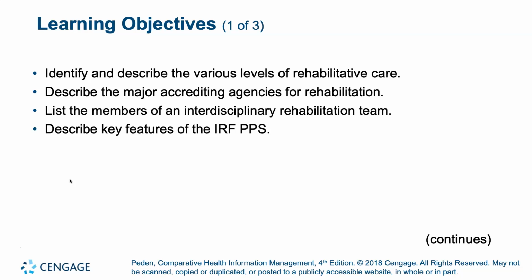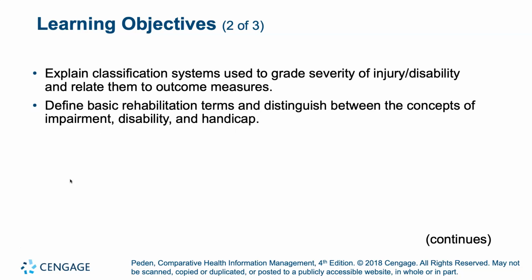So let's talk rehab. Our book says our learning objectives this week are to identify and describe the various levels of rehab care, the major accrediting agencies for rehab, members of an interdisciplinary rehab team, and the key features of IRF PPS. So that's the IRF Prospective Payment System. We are also going to talk about the classification systems that are used to grade severity of injury, disability, and relate them to outcome measures.